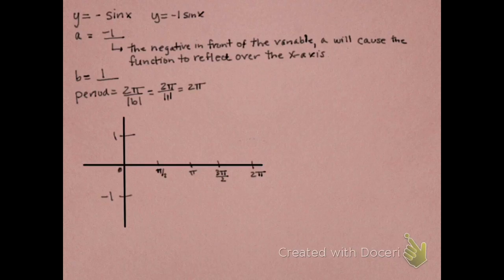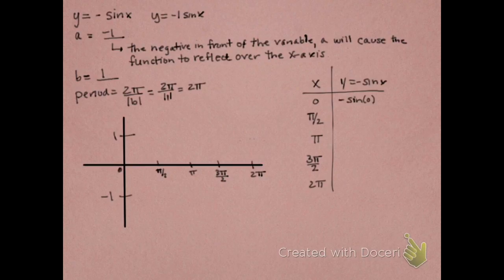All right, so for this one, I'm going to make the same little t-table I make every time. So I have x, I have 0, pi over 2, pi, 3 pi over 2, and 2 pi. My function is y equals negative sine x. So I'm going to plug in 0 first. So the sine of 0, again, is 0.